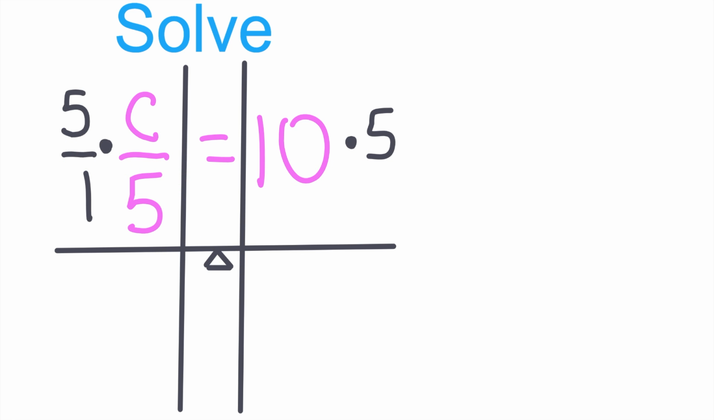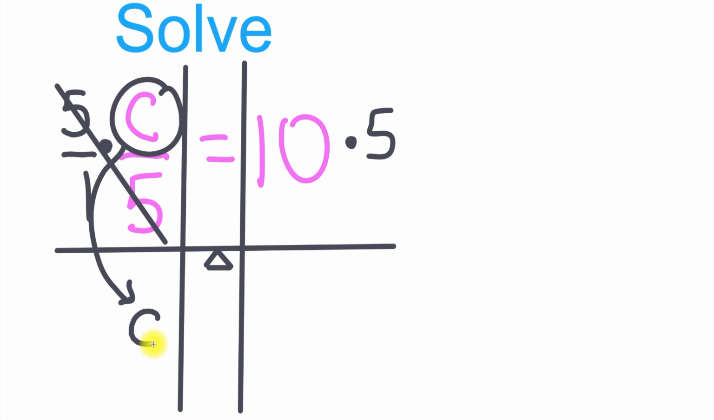Now what happens is, this is like having a 5 on top and a 5 on the bottom. So even though you're multiplying by 5, these 5s will cancel out. So let's draw a line going through these 5s. And that will leave us with the variable c all by its lonesome, which is exactly what we want. So this variable c is now all by itself. And I'm going to bring that down.